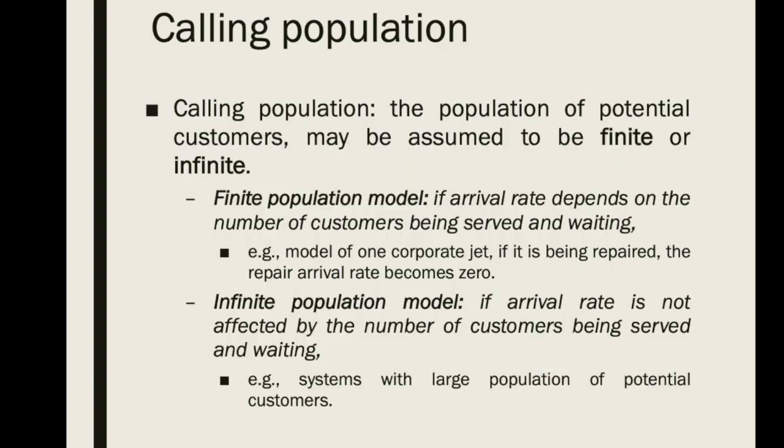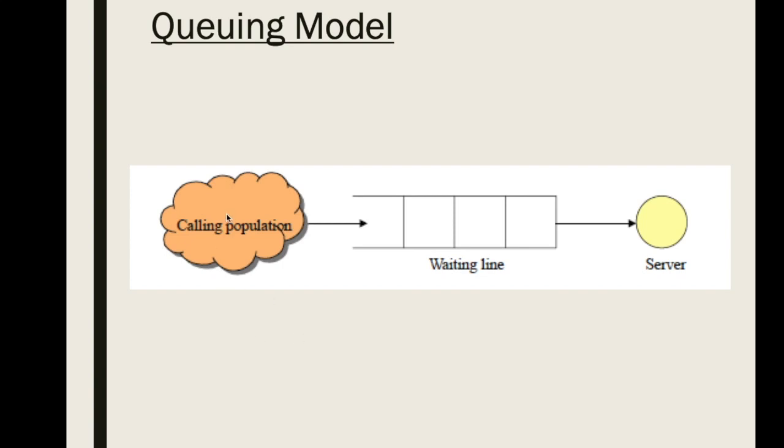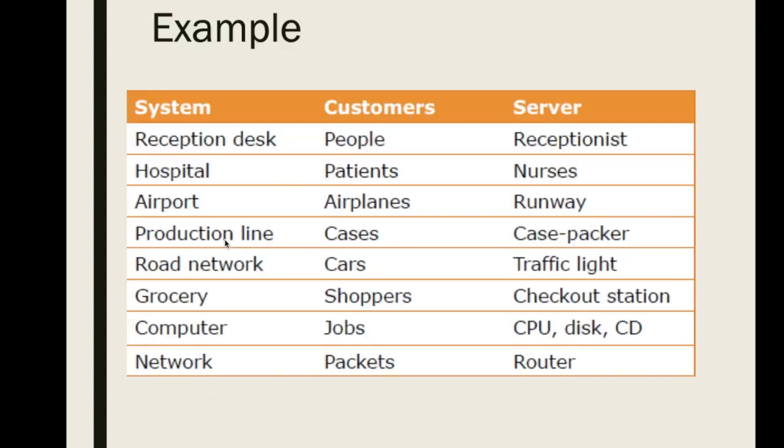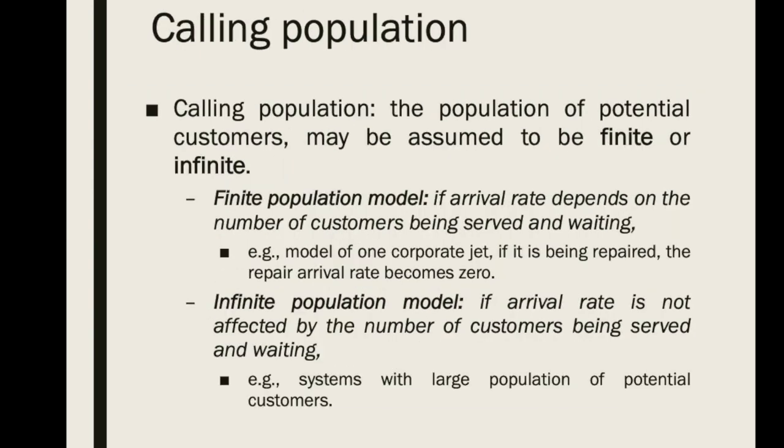So one by one, let us see what the different components are and how those components may affect a queuing system. The first thing, if you go back to the first figure, was the calling population, the customers basically. So what are the characteristics of the calling population?